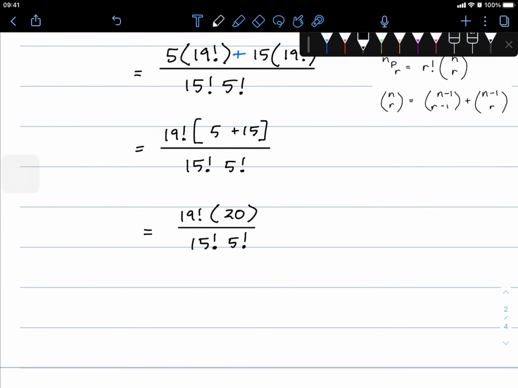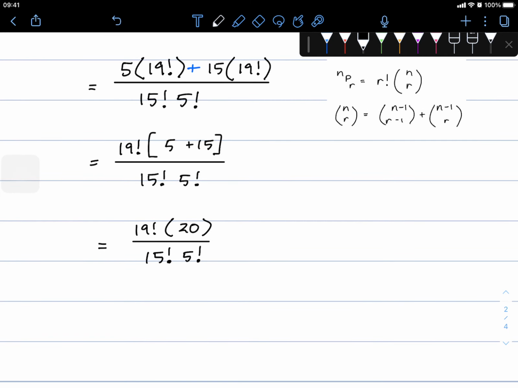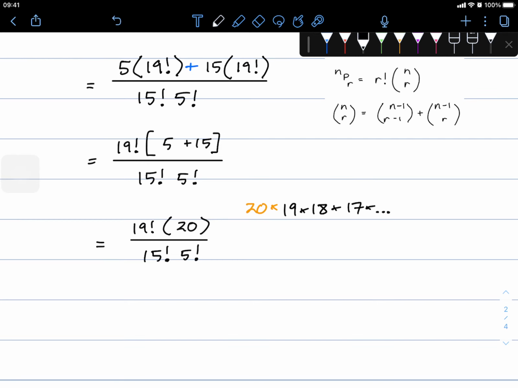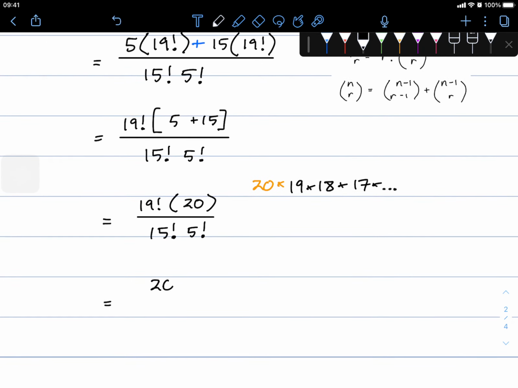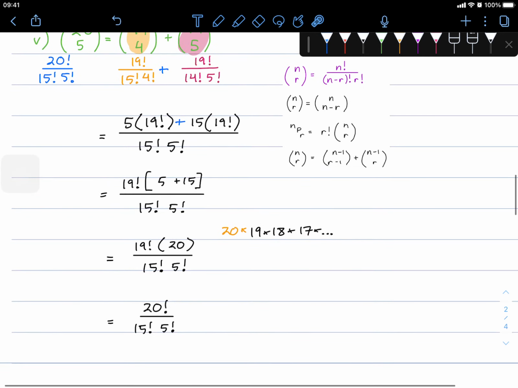Well, similar to that previous example I showed you, 19 factorial, 19 times 18 times 17 times on and on and on. If we multiply that by 20, well, that just becomes 20 factorial. So the numerator is actually just 20 factorial over 15 factorial times 5 factorial, which you may have forgotten, but if you take a look, it's exactly what we need for the left-hand side. And we have proved it. That's the end of one proof.